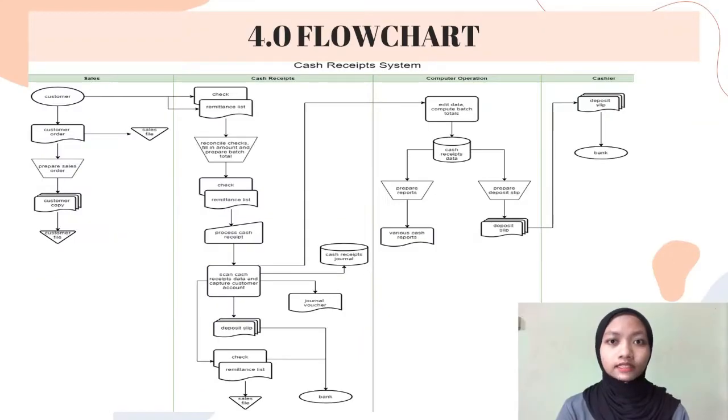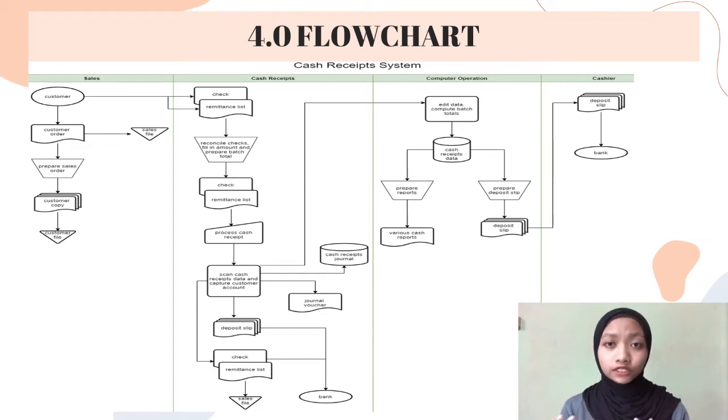Hi and Assalamualaikum. My name is Alia Ayuni Binti Romli, my matric number is 272655. I would like to continue our presentation with the flowcharts. Basically, we created two flowcharts for our computerized cash management system, which are the cash receipt system and the cash disbursement system.